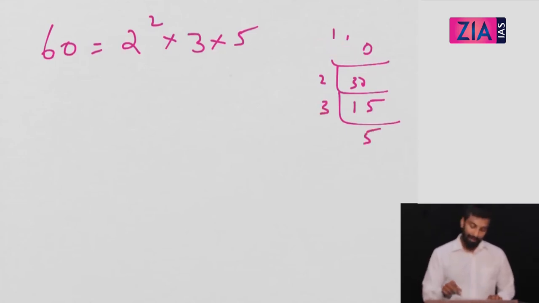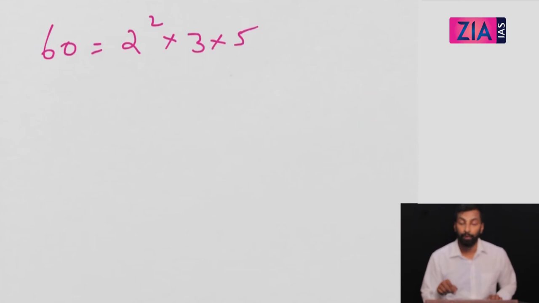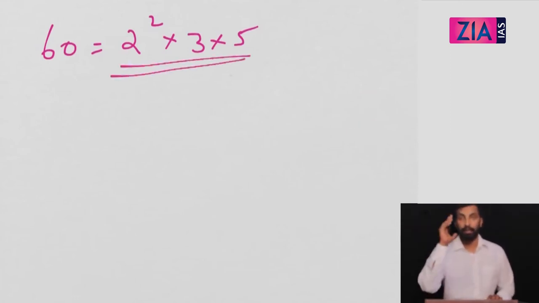You can prime factorize like this also, but it will take time. Okay. But when you are writing an exam, you should go with this method. Just think like this, 15 into 4. 15 is 3 into 5.